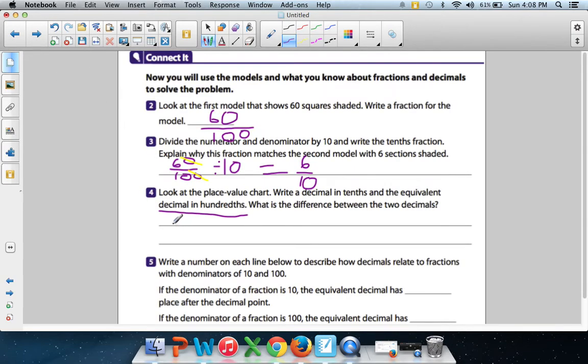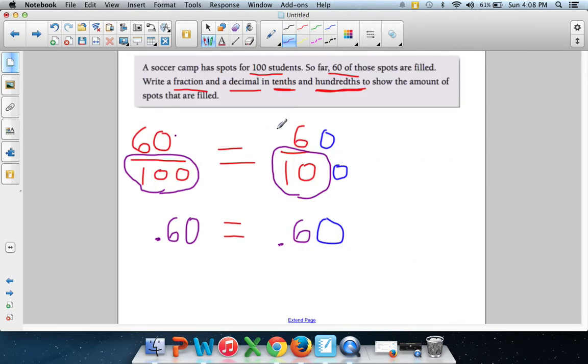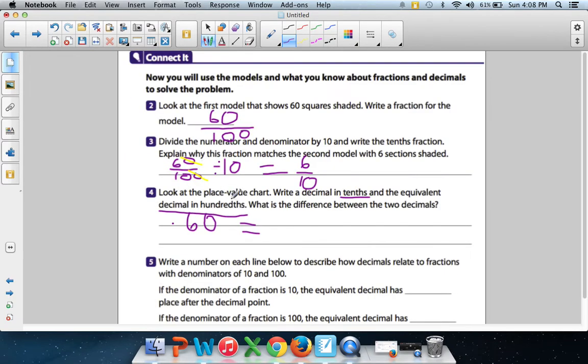That's 0.60. And the decimal in tenths, that's the one that took over for tenths over here, the one right below it. Don't worry about the invisible zeros right now. Just look at the normal stuff, the original stuff. That's 0.6. 0.60 equals 0.6. What is the difference between the two decimals? Well, one has the 0, one has the invisible 0. Oh, but they're still the same.